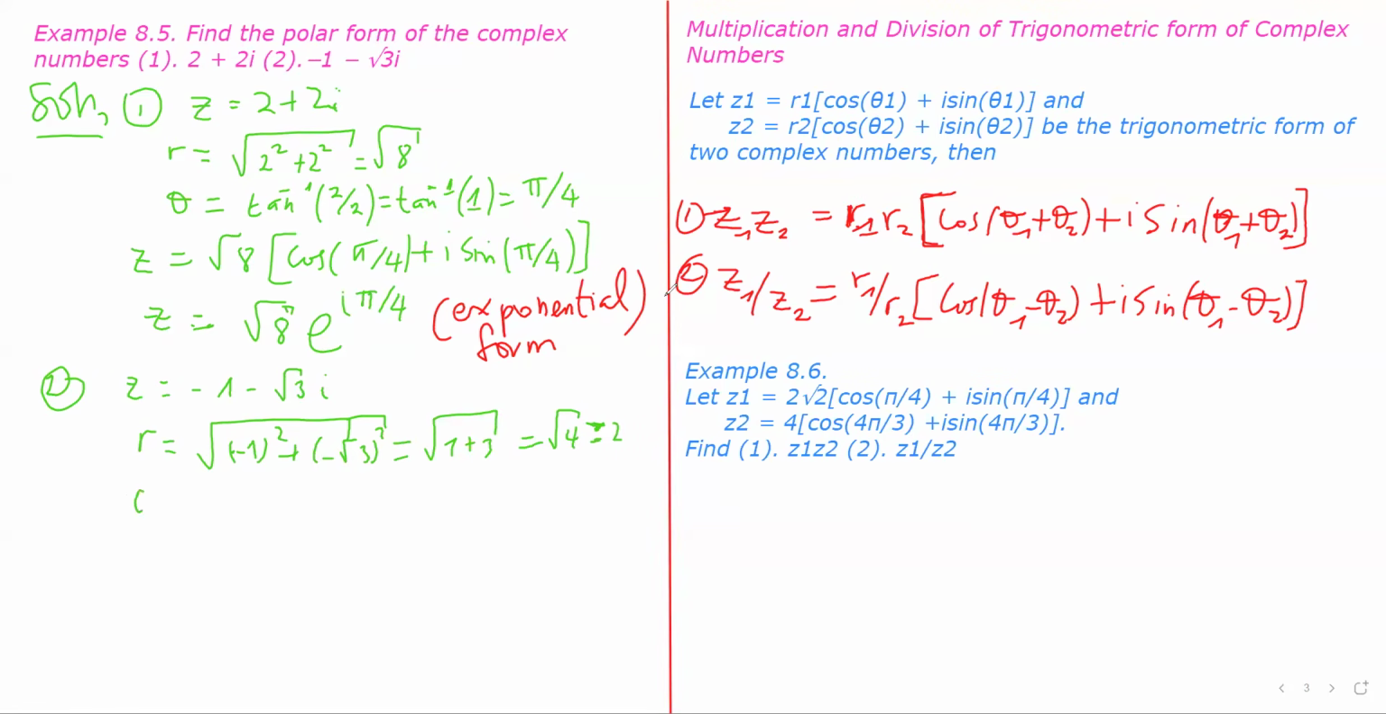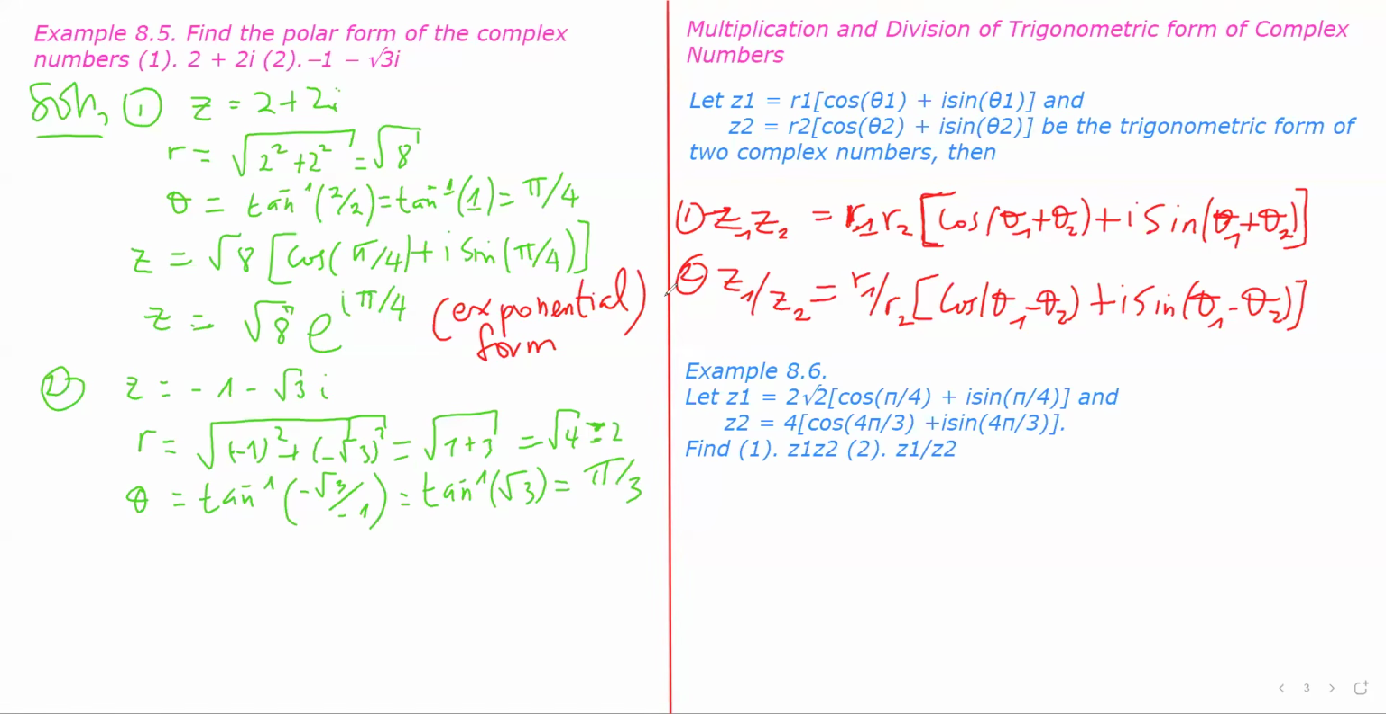And then the angle will be nothing but the tan inverse of minus square root of 3 over -1, which will be the tan inverse of the square root of 3. And this will give us pi over 3.